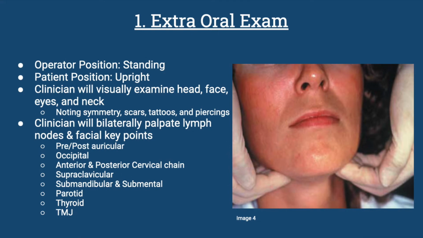The next step is to begin your extraoral exam. The operator position is standing and the patient position is upright. The clinician will visually examine the head, face, eyes, and neck, noting symmetry, scars, tattoos, and piercings.